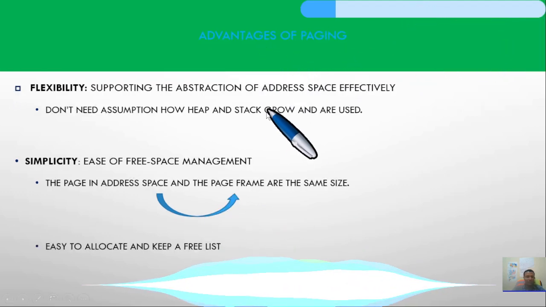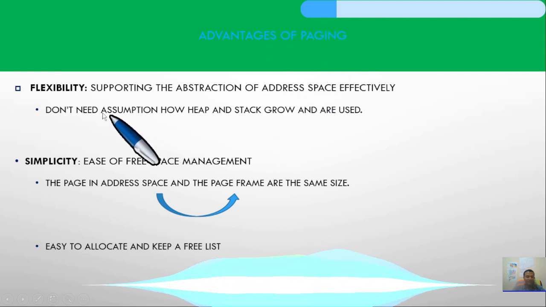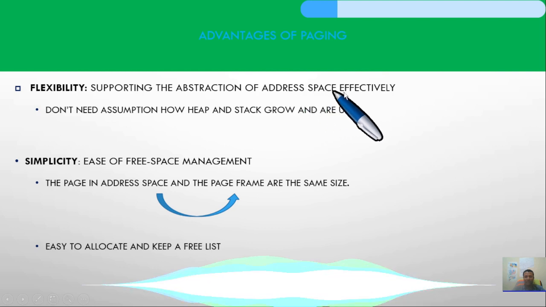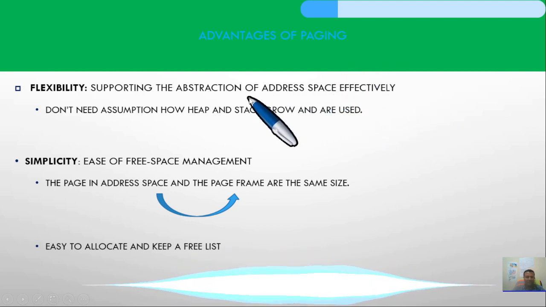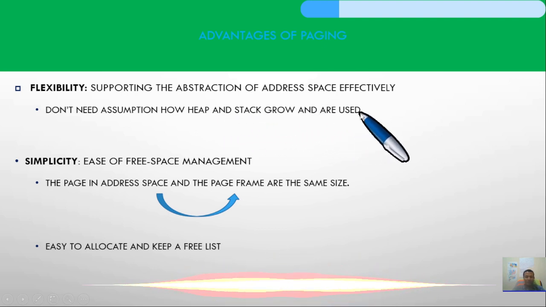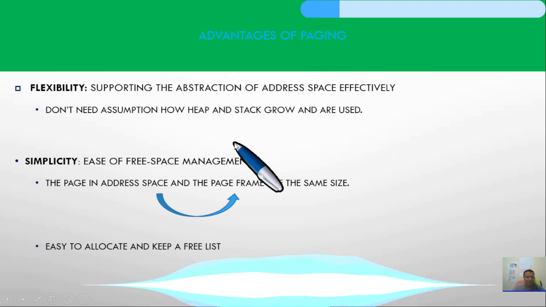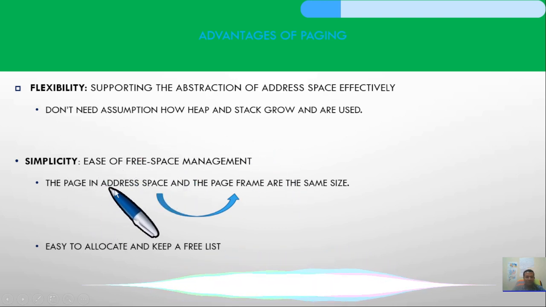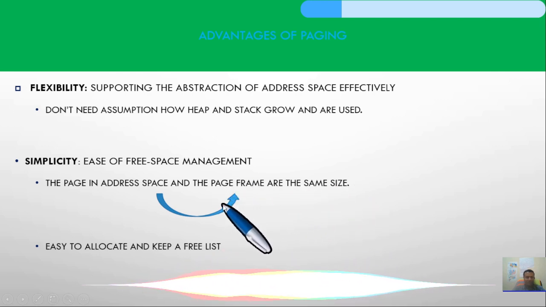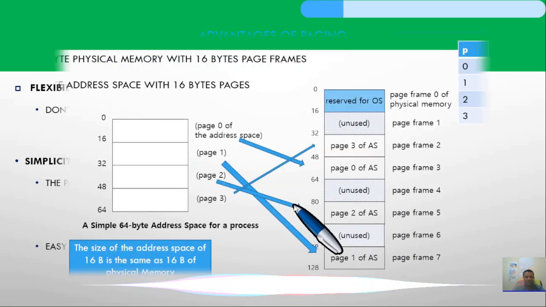The advantages of paging are, first, flexibility, supporting the abstraction of address space effectively. You don't need assumptions about how the heap and stack grow and are used, because it is fixed size, as we have seen. Second, simplicity and ease of free space management. The address space pages and the physical memory page frames are the same size. It is also easy to allocate and keep a free list.